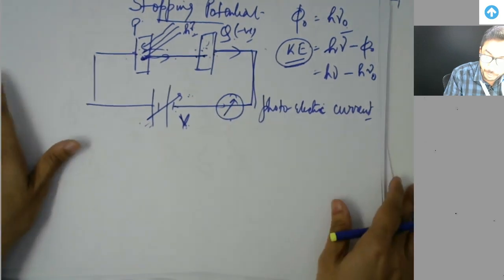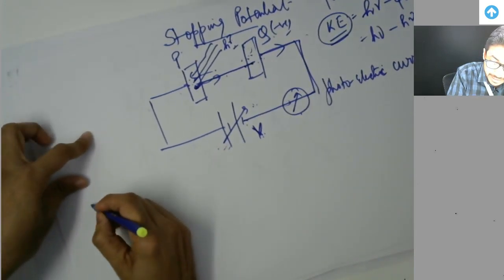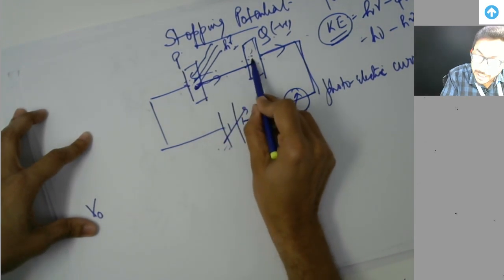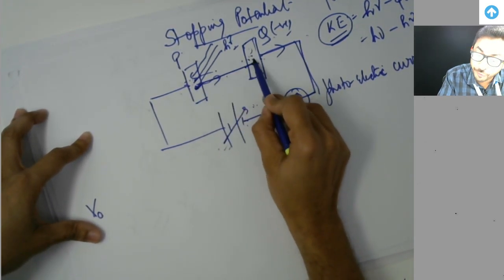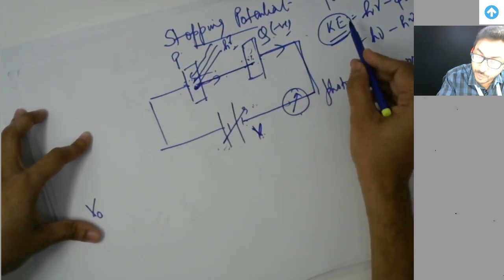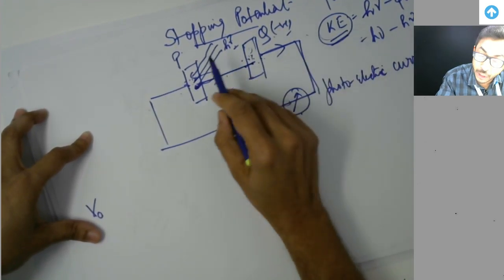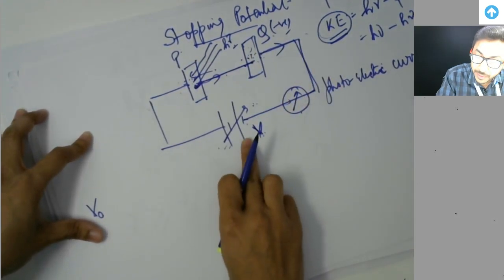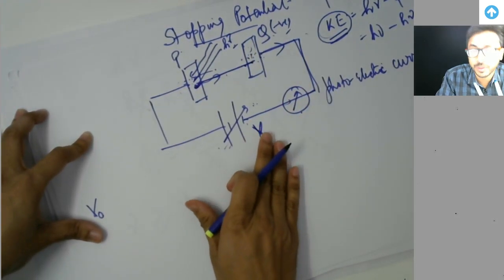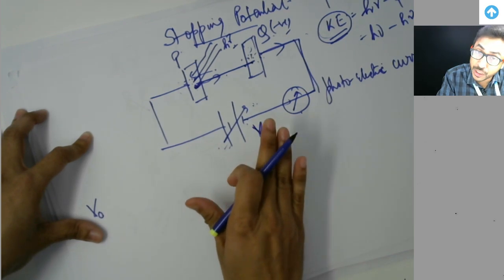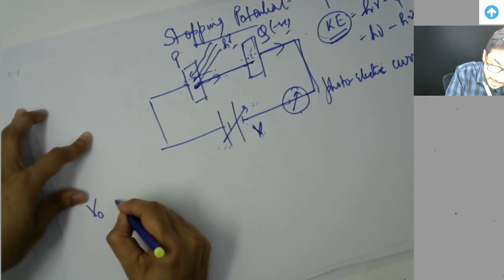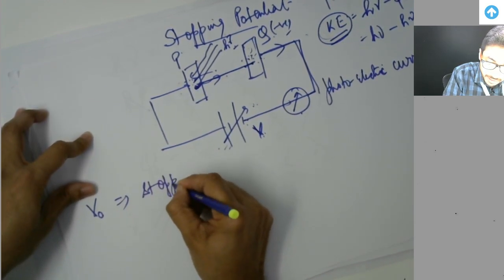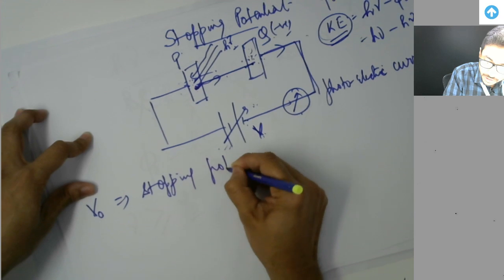At a particular voltage V0, we will see that no electron will be able to fall on Q. No electron will have the kinetic energy to cover this repulsive force, and so we will not have any photoelectric current. So the photoelectric current will stop, and hence this voltage is known as the stopping potential.